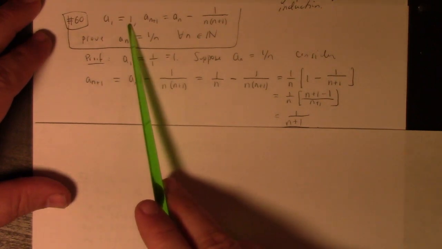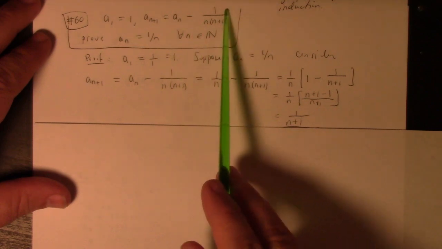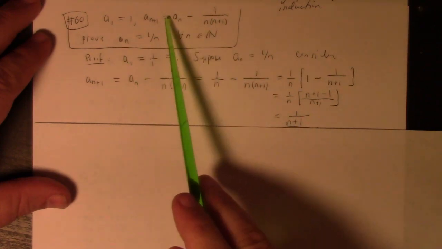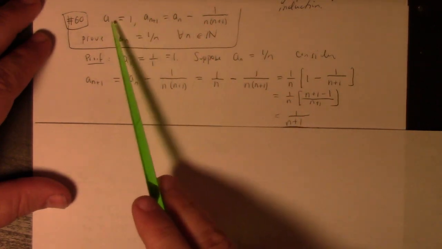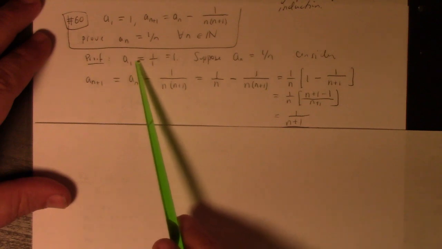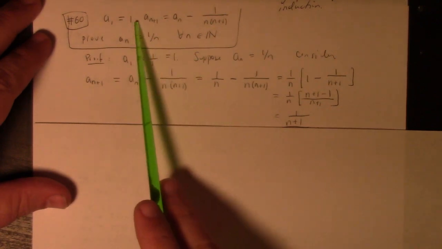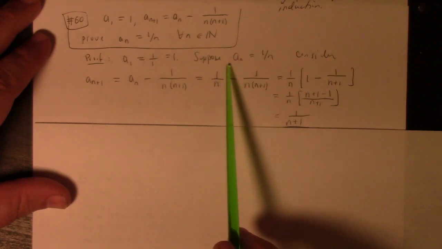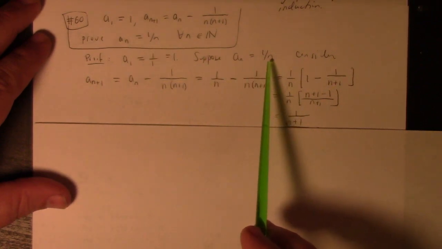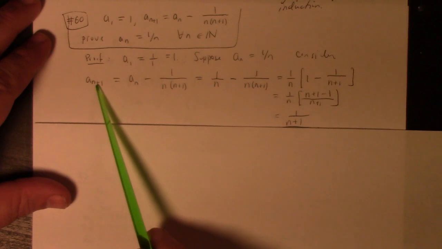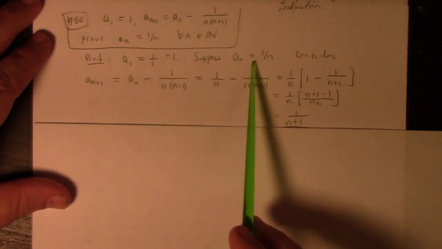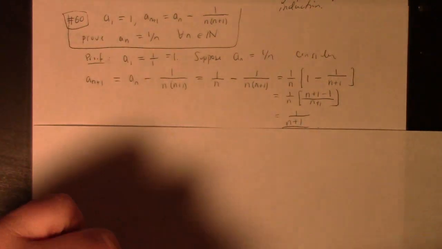Number 60, we're given a1 is 1, a sub n plus 1 is equal to a sub n minus 1 over n times n plus 1. We're supposed to prove that this implies that the formula for a sub n is 1 over n. I mean, when I look at that, that's not at all obvious, but here's the proof by mathematical induction, which is pretty easy. First of all, if we plug in 1, 1 over 1 is 1, so the base case checks, a1 equals 1 is true. Next, I suppose that the claim is true for n, a sub n is 1 over n, and I consider a sub n plus 1. Now a sub n plus 1 here is a sub n minus 1 over n plus 1 times n, and then I use the induction hypothesis, which I'll underline again.